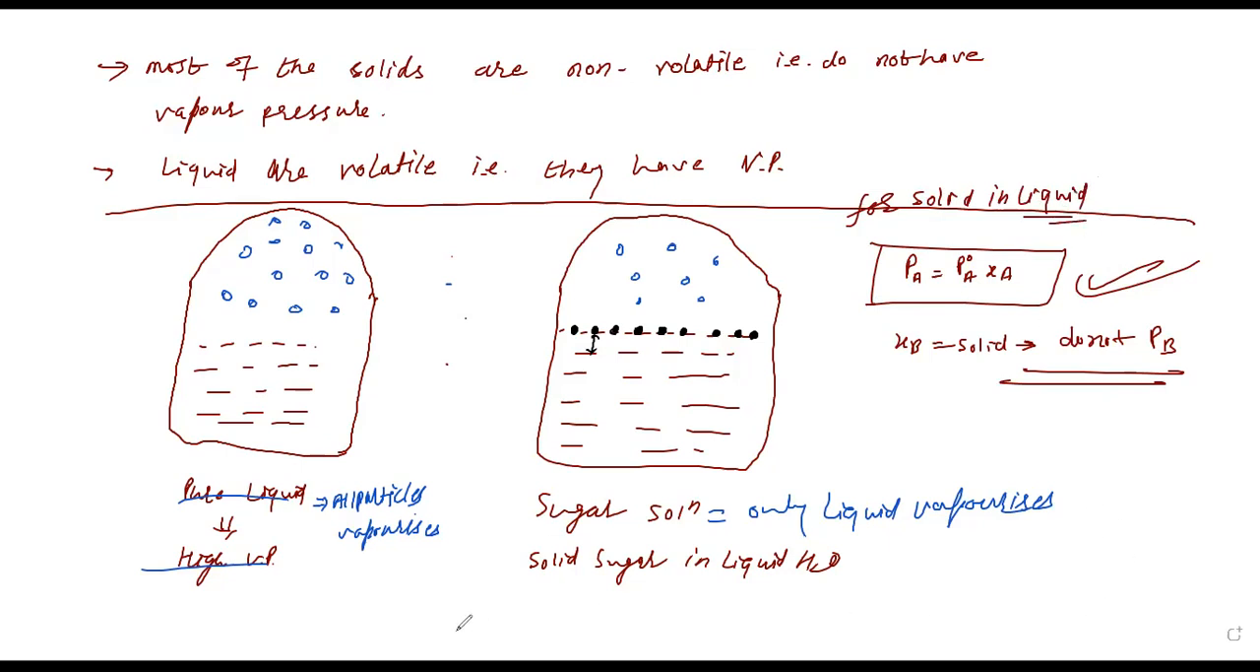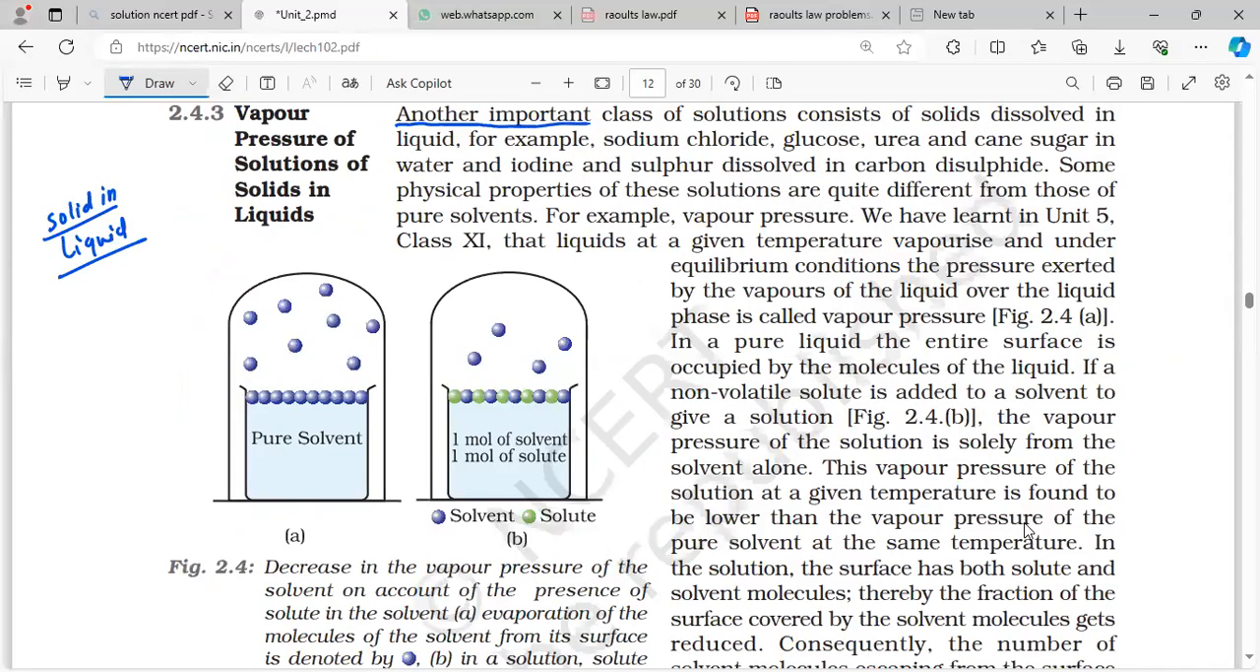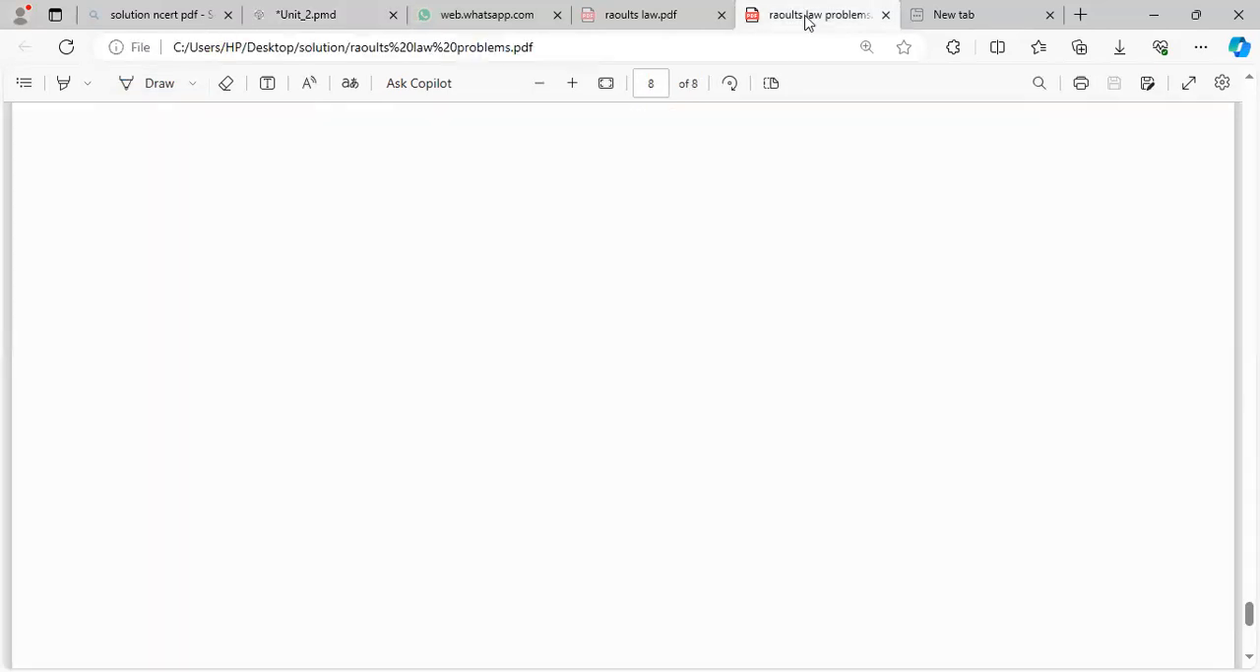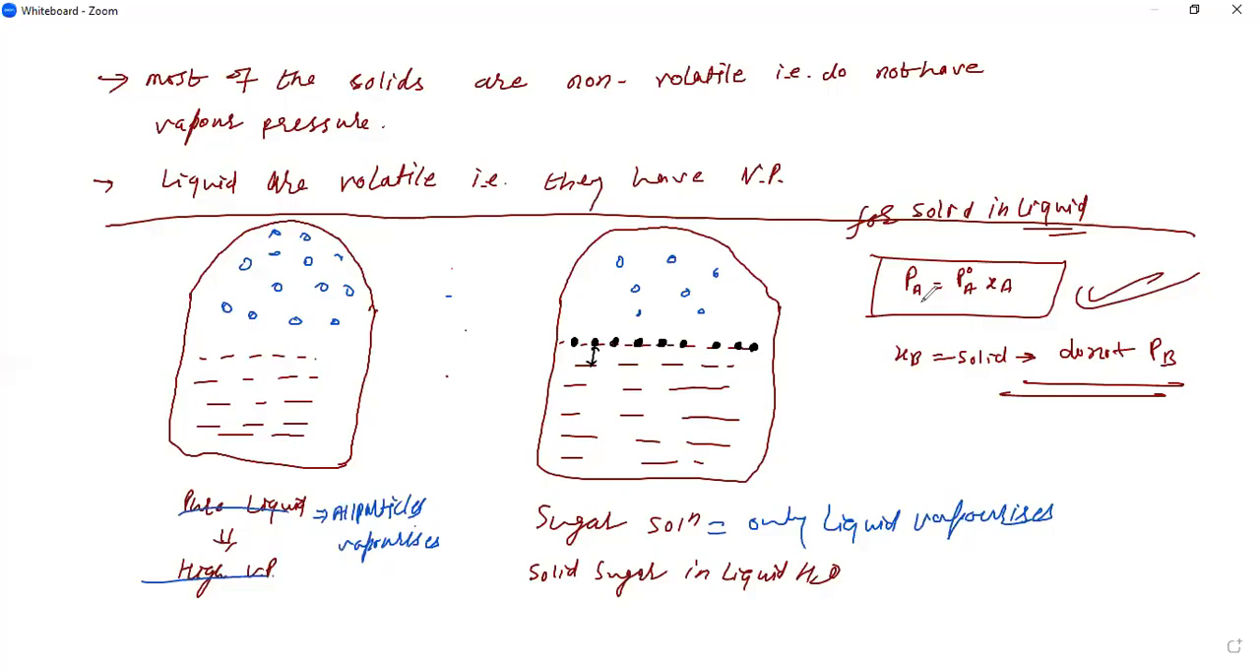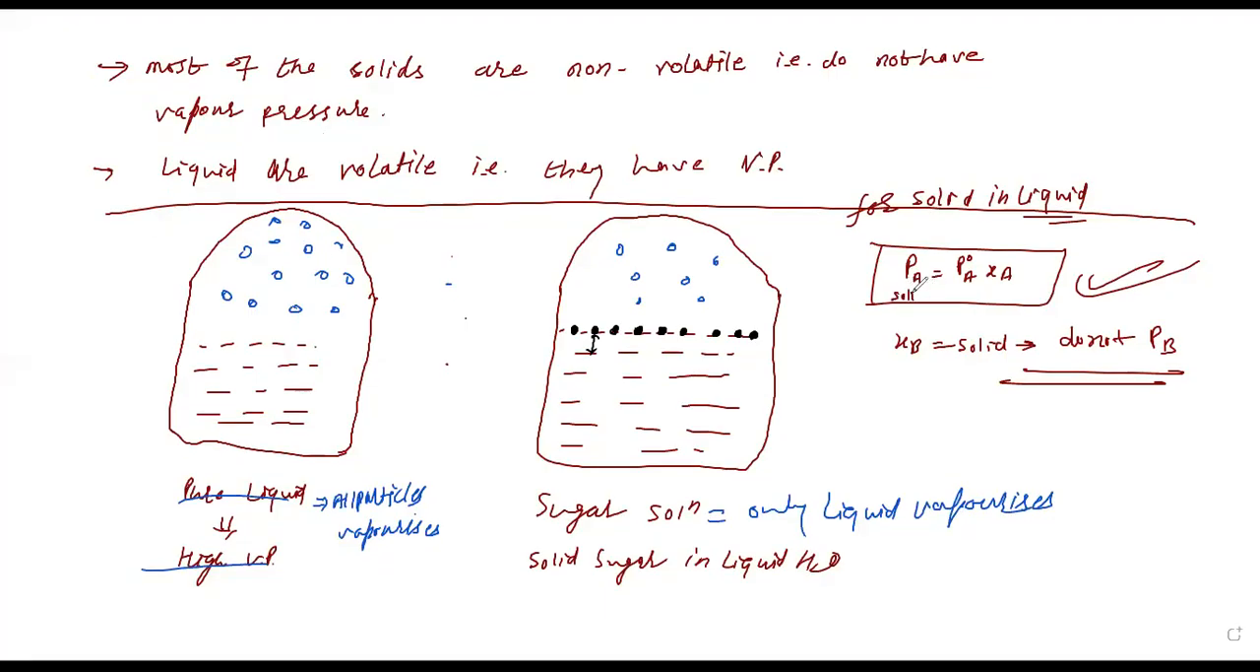Now let's come back and read the NCERT and try to understand what the concept is here. Here I am considering A as the solvent. It depends only on the solvent. The solute does not vaporize here. Only the liquid vaporizes. For a solid in liquid, the solid does not vaporize because it does not have vapor pressure. Is it okay? Yes, sir.